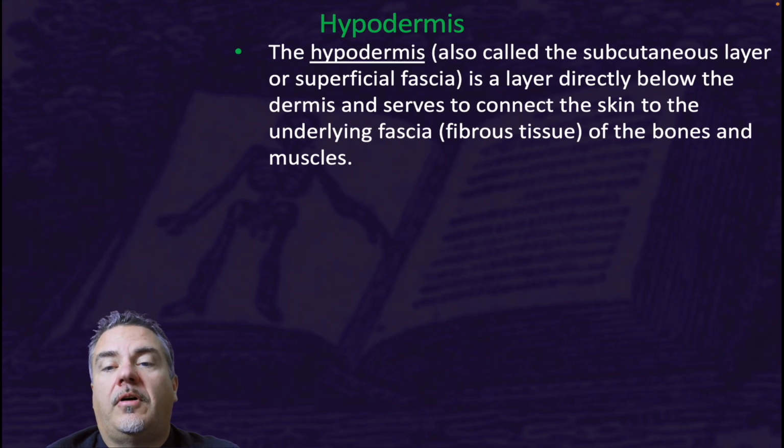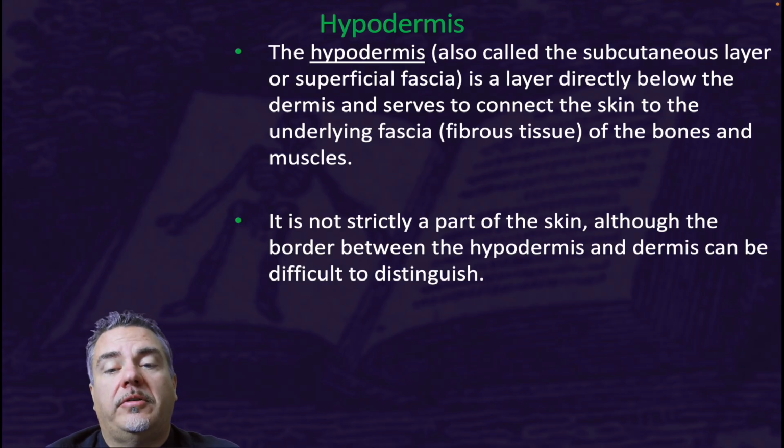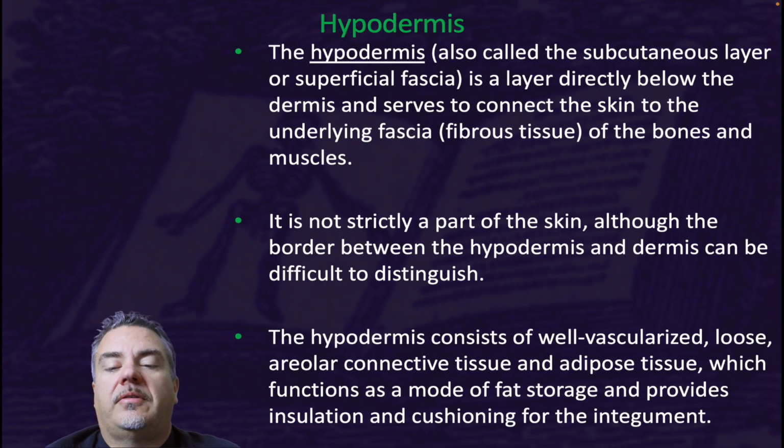The hypodermis, also called the subcutaneous layer or superficial fascia, is a layer directly below the dermis and serves to connect the skin to the underlying fascia, or fibrous tissue, of the bones and muscles. It is not strictly a part of the skin, although the border between hypodermis and dermis can be difficult to distinguish. The hypodermis consists of well-vascularized, loose, areolar connective tissue and adipose tissue, which functions as a mode of fat storage and provides insulation and cushioning for the integument.